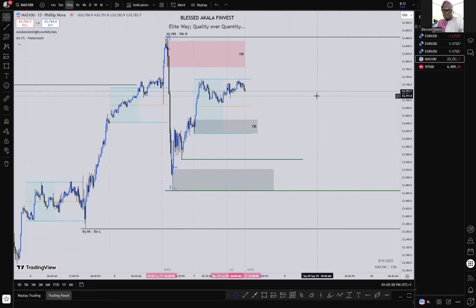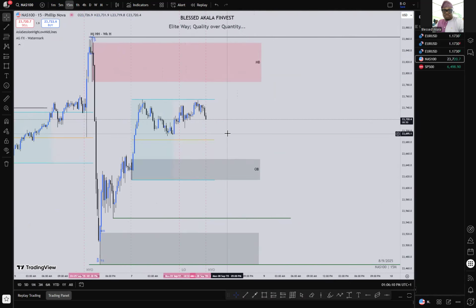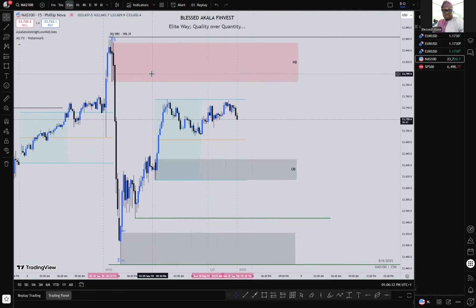We can see New York has already opened. So these are all the levels that we are anticipating, this Asian low, Asian high, and we are expecting some kind of reaction into all these levels here. Whatever price action we are able to spot, these are all the aggressive points of entry for us. But nonetheless, since it is Nasdaq, we're going to be looking for conservative entry from these levels, depending on the kind of price action the levels show.